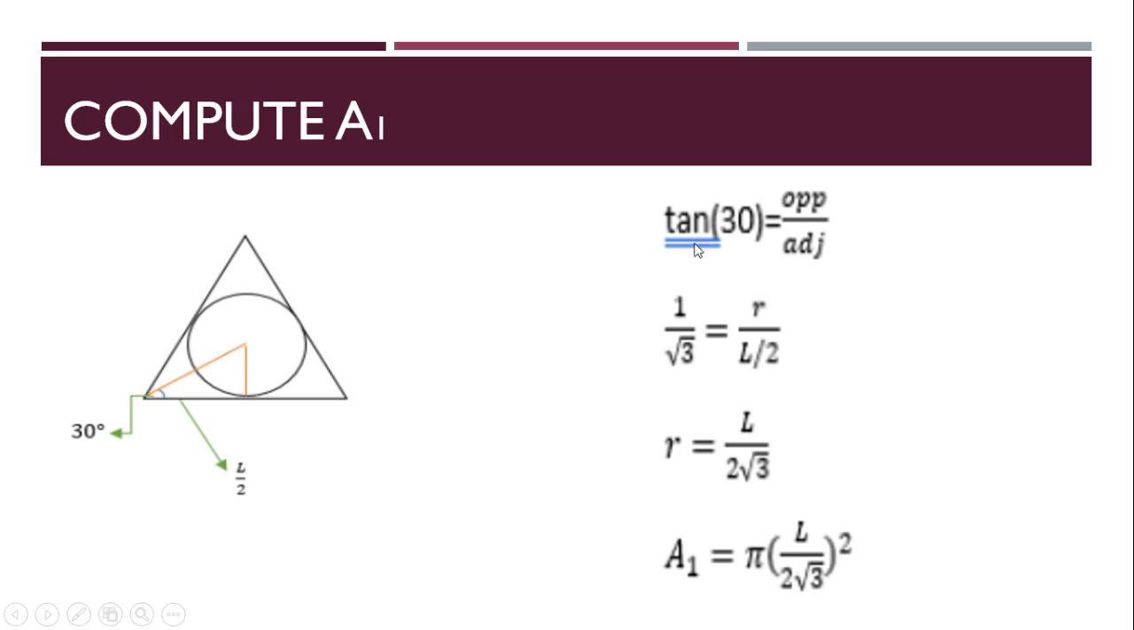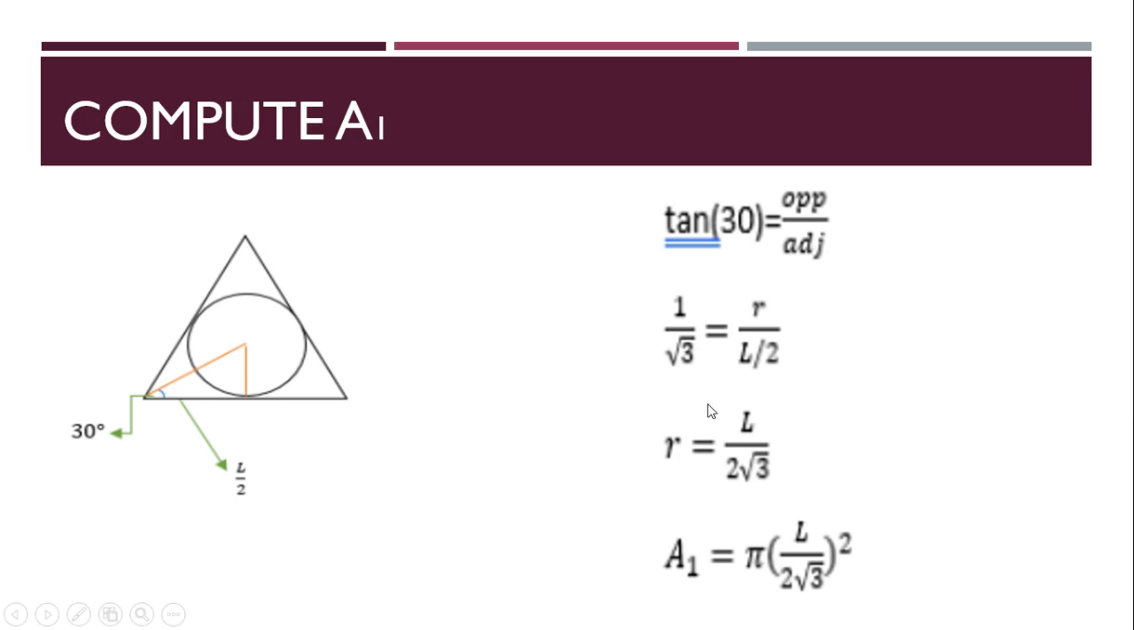So over here, if you look to the right, we have tan 30, opposite over adjacent, what I was talking about. We simplify tan 30, which is 1 over square root of 3, and the opposite is r, and the adjacent is L over 2. Now, we know that our area is going to be pi r squared, right? We have L, so I was saying we need r in terms of L, right? So we can plug it into the area function of a circle.